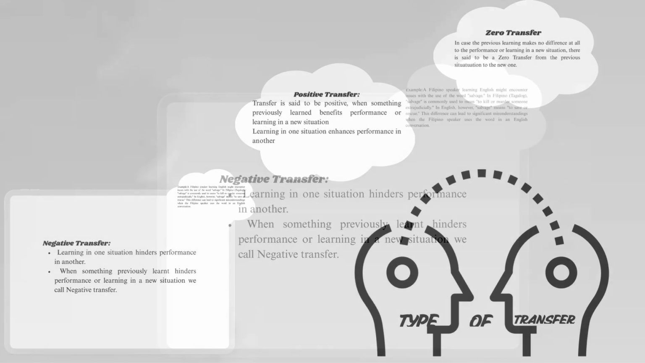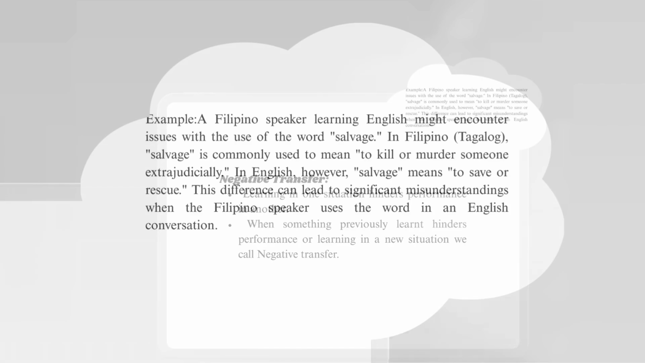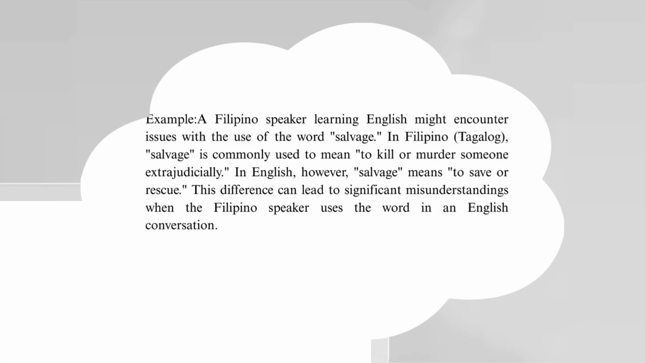Second is negative transfer. Learning in one situation hinders performance in another. When something previously learned hinders performance or learning in a new situation, we call it negative transfer. It means this negative transfer is when what you learned before actually makes it hard for you to learn something new. For example, a Filipino speaker learning English might encounter issues with the use of the word salvage.